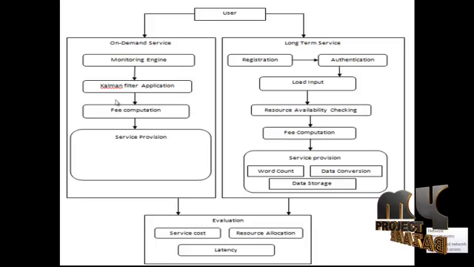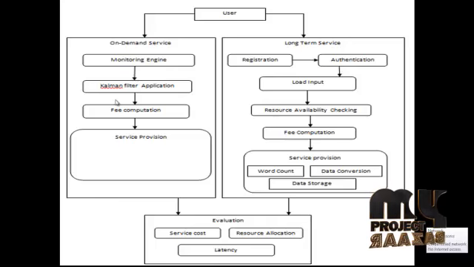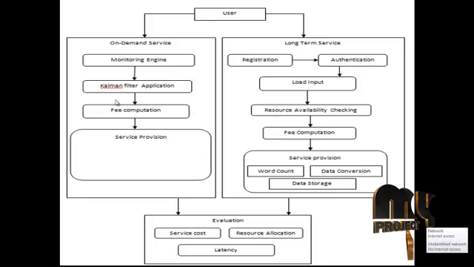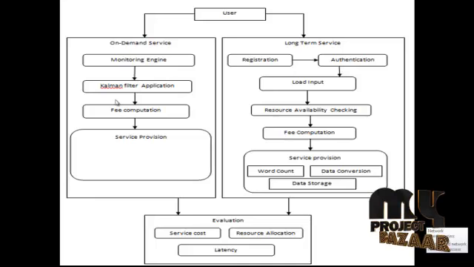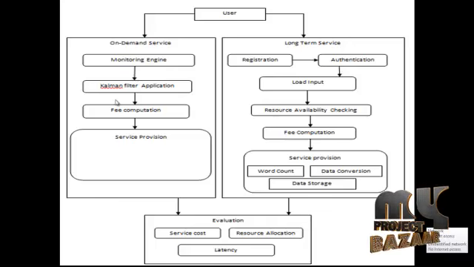After getting that input, we analyze the resource availability checking mechanisms, to find which resource provides the optimal cost and optimal service for this user request. Then we compute the fees for utilization. At the time of utilization we provide service provisioning based on the service type. Here we choose among three kinds of services: word count, data conversion, data storage. Word count gives the number of words present in the file. Data conversion converts text files into PDFs, and data storage provides SQL file processing.